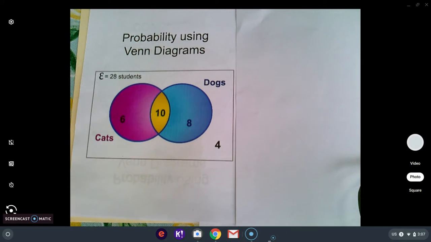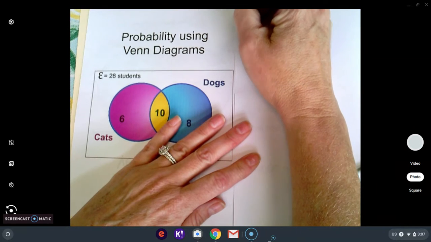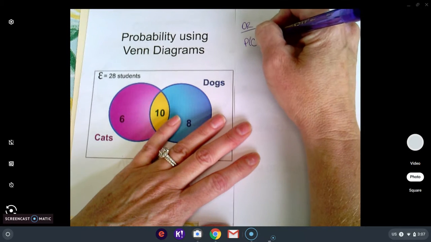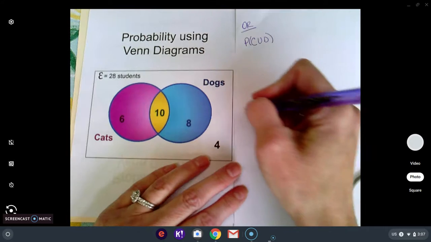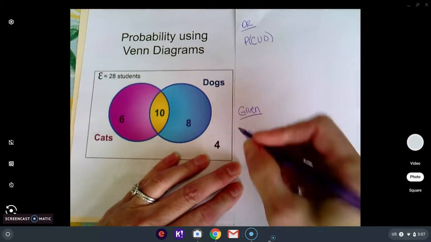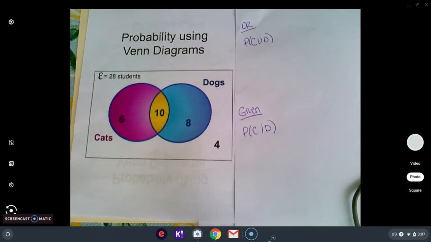Okay, everybody, I want to make sure we have an idea how to formally calculate a few probabilities. We've got some intuitive senses of how things happen, but we need to do some formal calculations. We're going to do two calculations today. We're going to calculate with or, so the probability of C or D, a cat or a dog. We're also going to work with our conditional probabilities or our givens. In other words, the probability of a cat given that you have a dog.